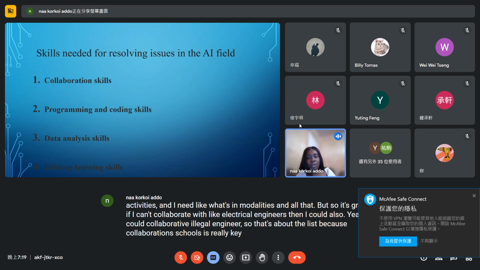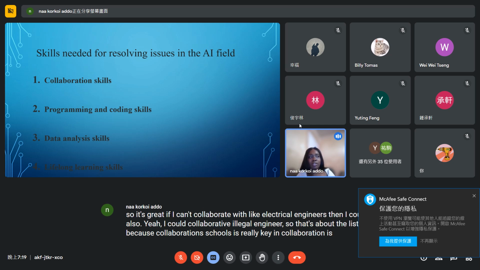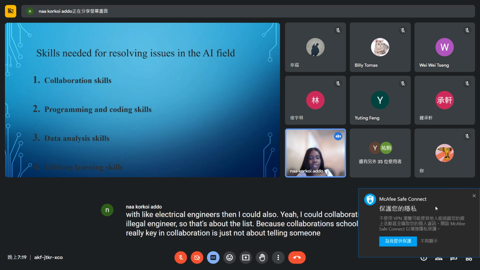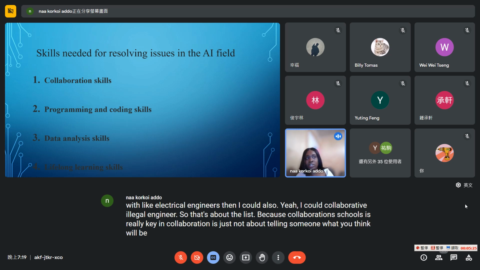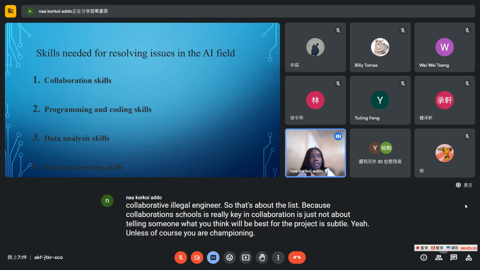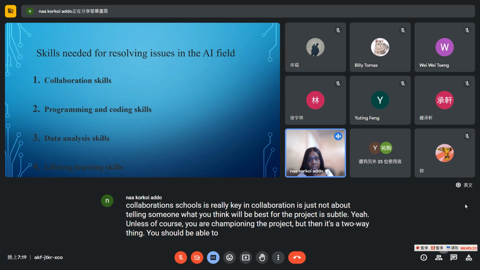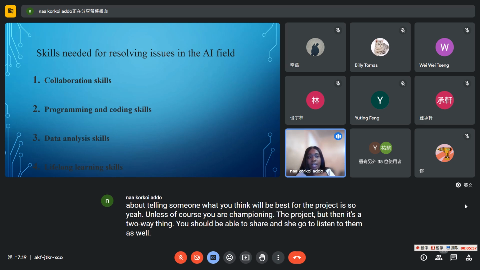And collaboration is not just about telling someone what you think will be best for the project. Unless of course you are championing the project, but then it's a two-way thing. You should be able to share and you should be able to listen to them as well. Another thing is programming and coding skills.